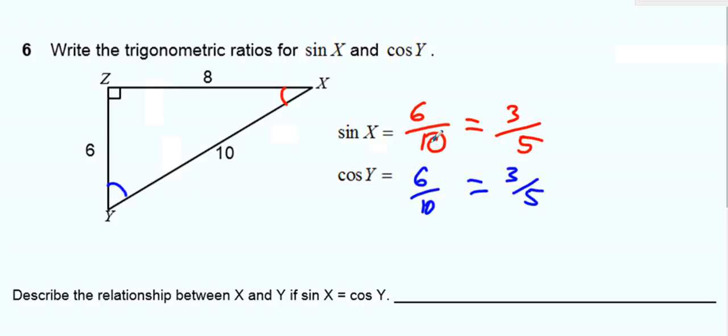So the idea here is that we've got sine of x, 6 over 10, cosine of y. The other angle is 6 over 10. Here, x and y, or sine of x equals cosine y. We got the same thing. So that means that x and y are complementary, which you also know just by looking at the triangle. Because complementary angles, the sine and the cosine of the two different angles will be equal if the angles are complementary.